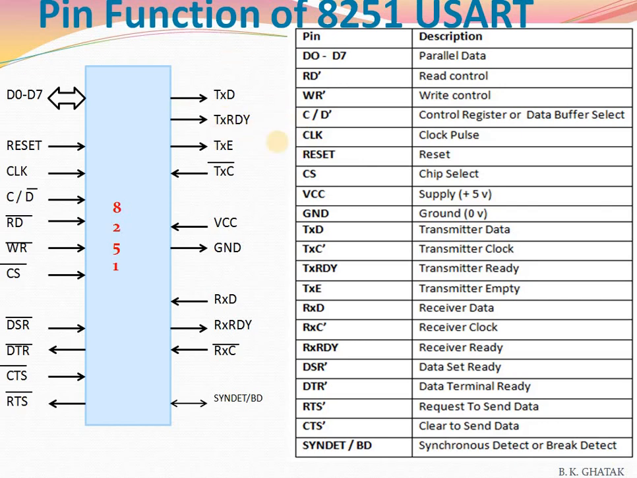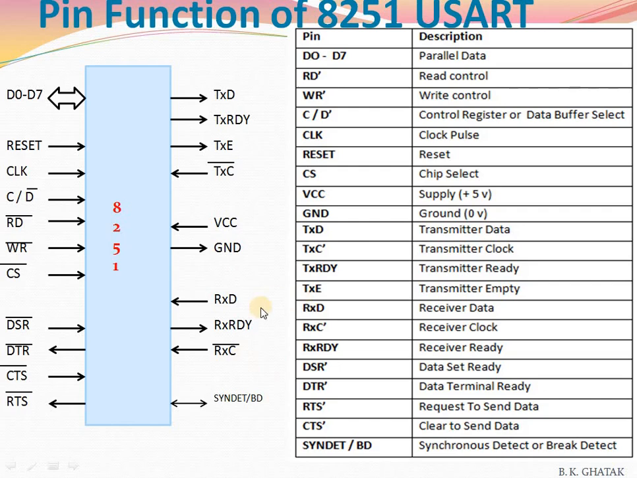Next one is TXE. That means transmitter empty. This is an output signal. When it is equal to 1, it indicates that the output register is empty. The output register of the transmitter block is empty after transmitting all the characters, and the signal is reset when a byte is transferred from the buffer to the output register for the next transmission.